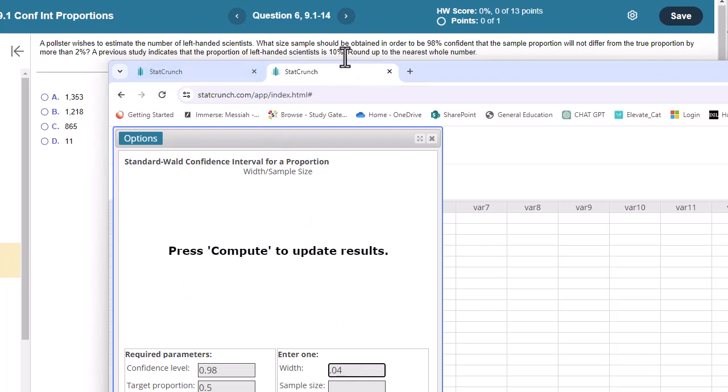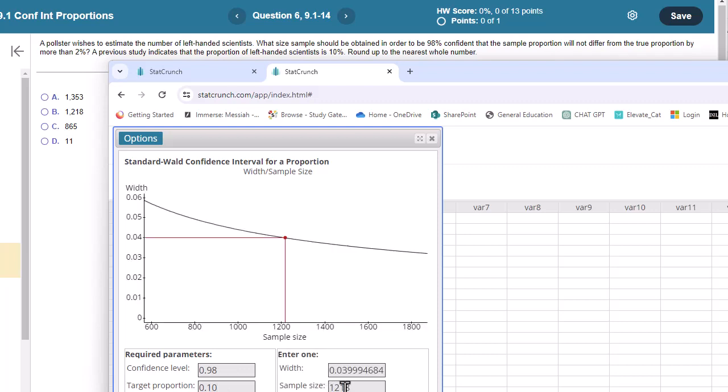Now, here's another part that you got to pay attention to. If you're using a prior study, we got to put that in. That's the target proportion. It will really help minimize the sample size. So here we need 1,218.